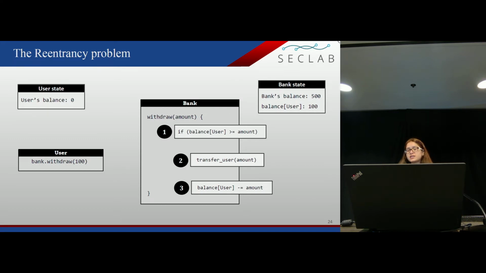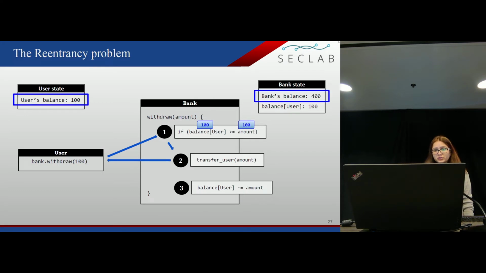So the initial state of the bank is that the bank's balance is around 500 ether, and the account balance of the user, which is represented as a balance state variable, is around 100 ether. So the user first invokes the withdraw function with 100 ether, and the bank will then check whether the user has got sufficient balance for the withdrawal. And if that is the case, it will transfer the amount to the user and wait for the transfer call to return. Now in this case, the bank's balance is reduced to 400 ether, and the user contract balance is now increased to 100 ether.